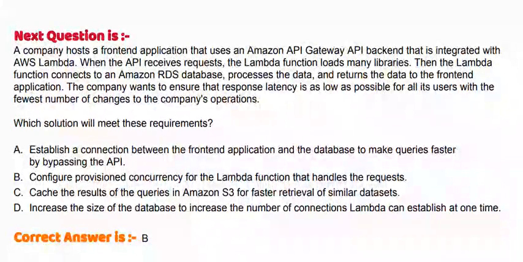Option A. Establish a connection between the front-end application and the database to make queries faster by bypassing the API. Configure provisioned concurrency for the Lambda function that handles the request. Option C. Cache the results of the queries in Amazon S3 for faster retrieval of similar datasets. And option D, increase the size of the database to increase the number of connections Lambda can establish at one time. And the correct answer is option B.